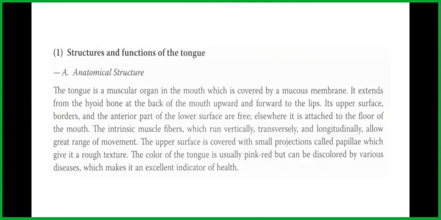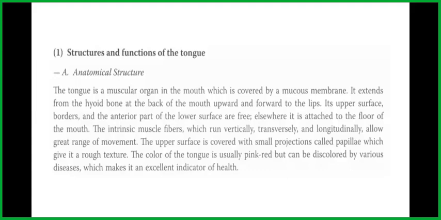The tongue is a muscular organ in the mouth which is covered by a mucous membrane. It extends from the hyoid bone at the back of the mouth upward and forward to the lips. Its upper surface borders and the anterior part of the lower surface are free. Elsewhere, it is attached to the floor of the mouth. The intrinsic muscle fibers, which run vertically, transversely, and longitudinally, allow great range of movement.